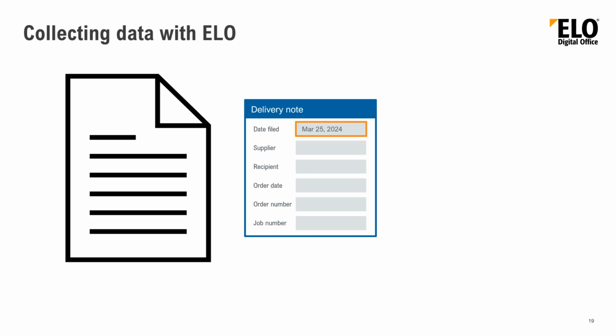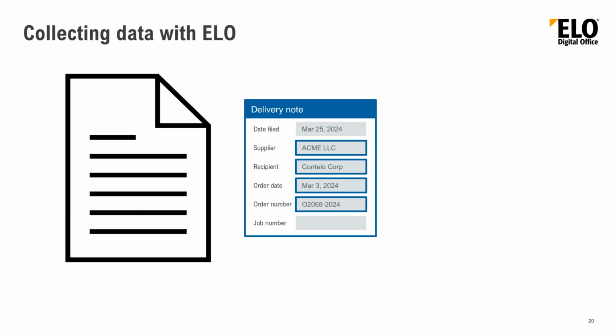Next information we need is supplier, recipient, order date, and order number. And this we know is available on the document itself. So how do we get this information? The OCR scans the document and extracts the information from the document, because the OCR knows where to find the supplier, the recipient, the order date, and the order number. So it can be done in different ways, but well, it is possible. Those are the information which we collect from the document itself.